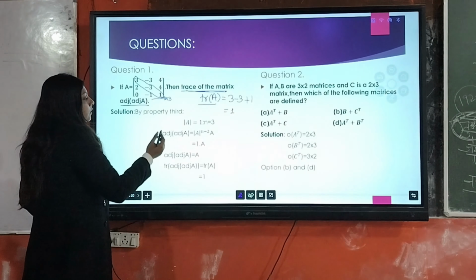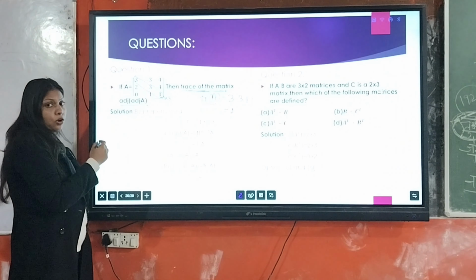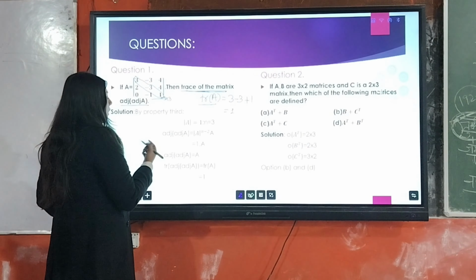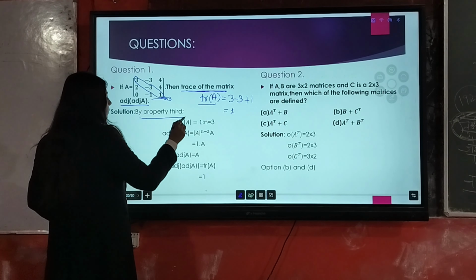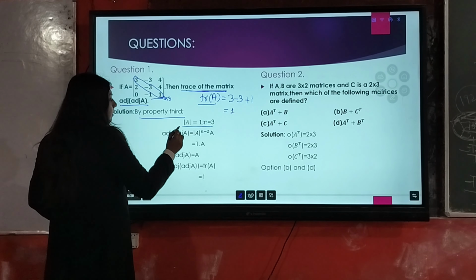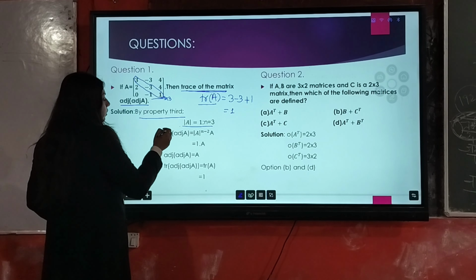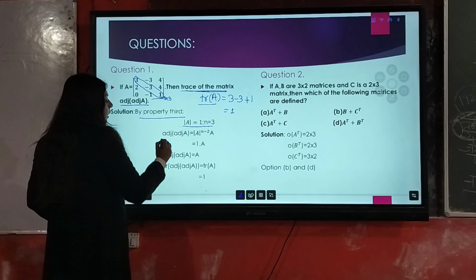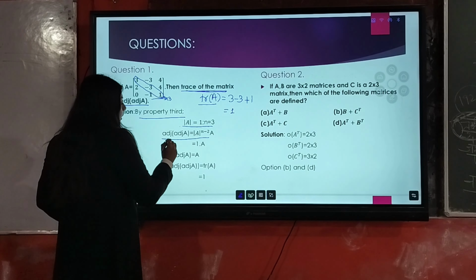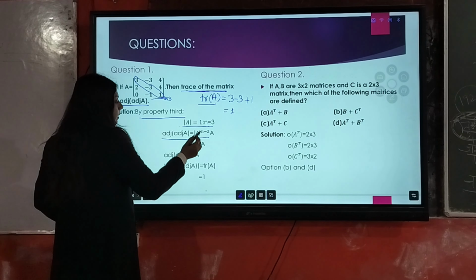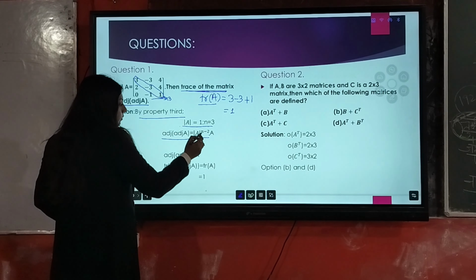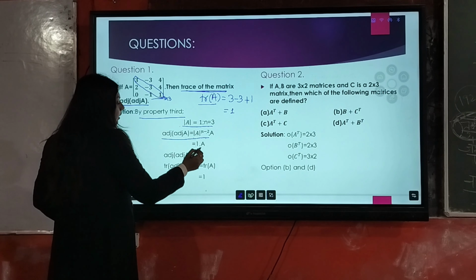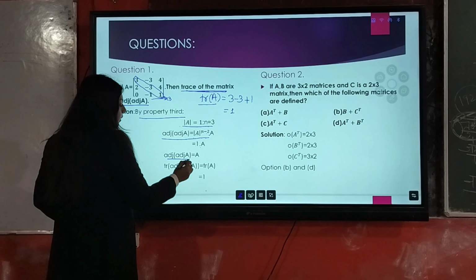Now, we have used the properties we read earlier, the six properties. By property three, the determinant of the matrix A here is 1, and the order of the matrix is 3. We are using property three: adjoint of A is determinant of A to the power n minus 2 times A. Here determinant of A is 1, the value of n is 3, so 3 minus 2 is 1, and we multiply with the original matrix A. So what we get is adjoint of A is equal to A.